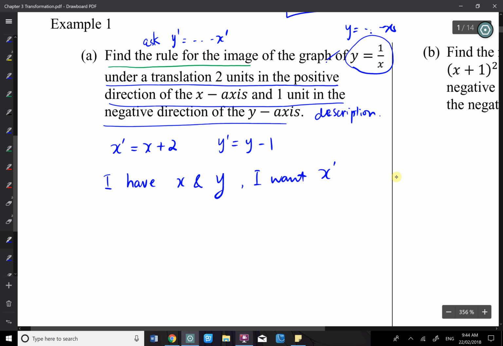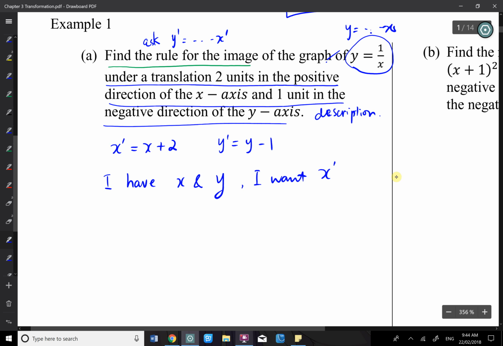That's the first type. Give you the original one, give you the transformation, ask you what's the resultant function. So the way we do this is: first of all, write x dash y dash in terms of xy according to the language. And then we change xy to be the subject because we have x and y and we want to replace xy with x dash and y dash to achieve the new function. So that's the first type of transformation question. Okay, let's go to the next page.